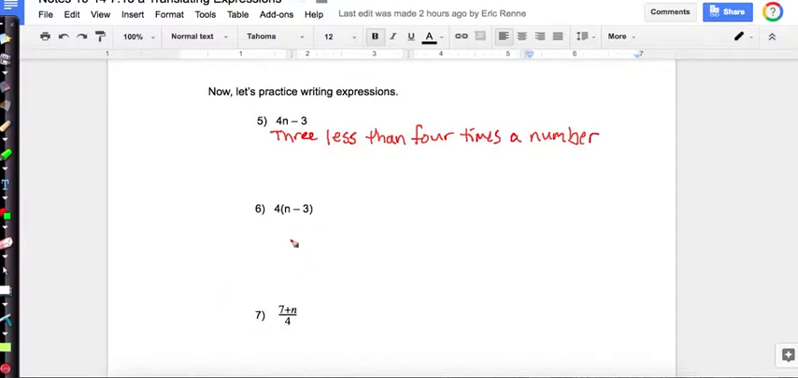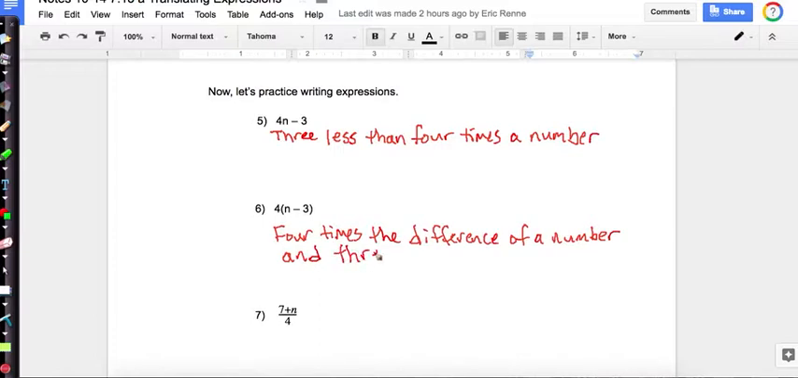Okay, number 6. Now there's not as many ways to write this. So let's see if you remember what I said before. We're doing 4 times this whole thing. What's a keyword that groups subtraction together? Good, difference. So 4 times the difference of a number and 3. I could also say the product of 4 and the difference of a number and 3.